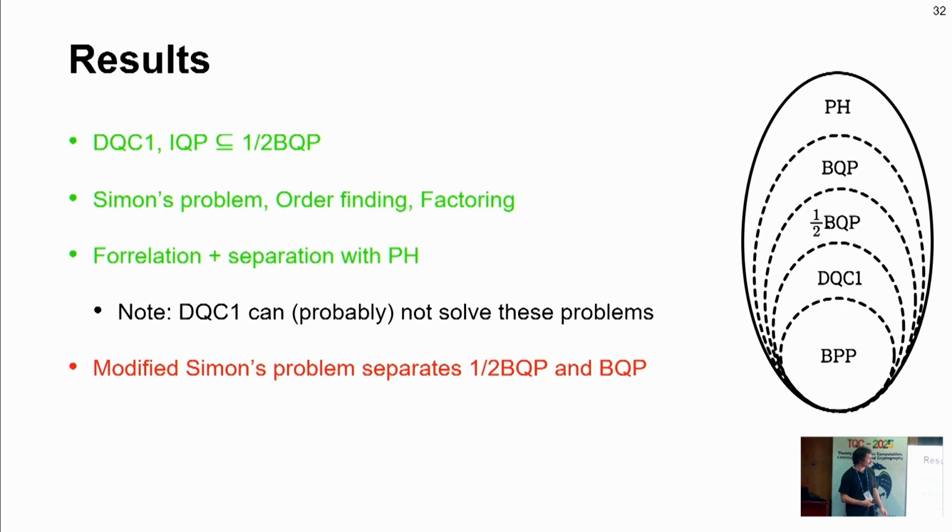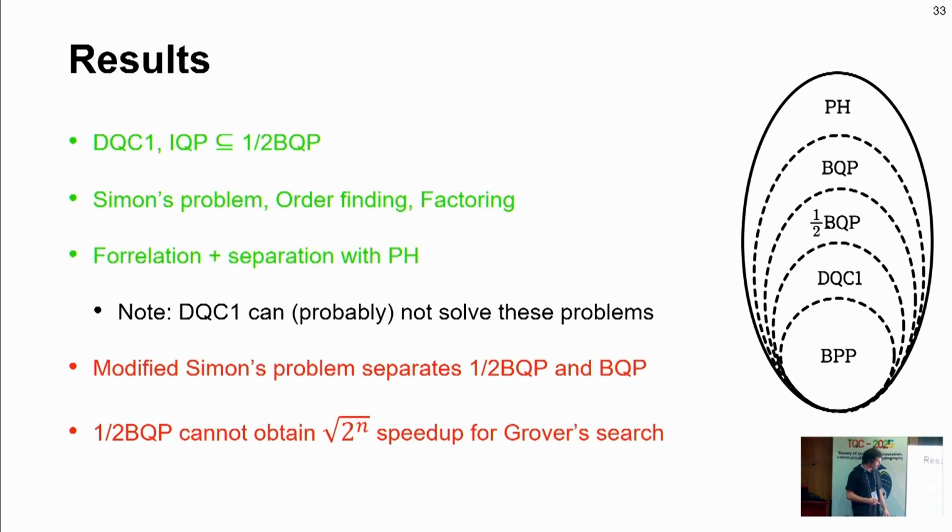These are upper bounds, and now for lower bounds, we show that a variation of Simon's problem that was introduced previously to separate NISQ from BQP also separates half BQP from BQP. And furthermore, half BQP cannot obtain the quadratic speedup given by Grover's search.